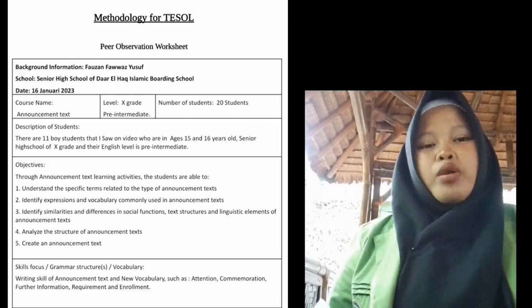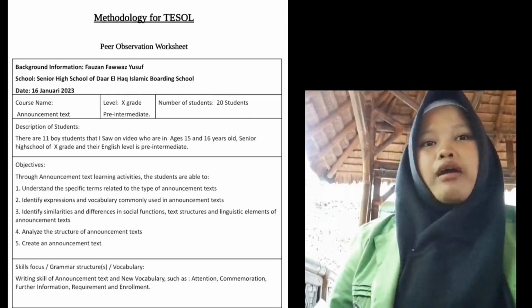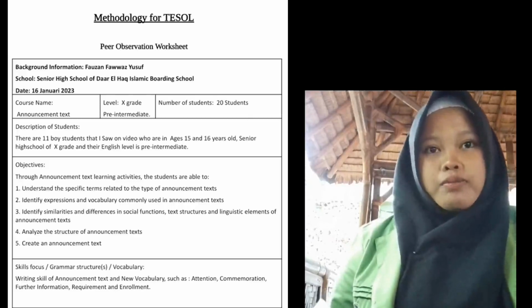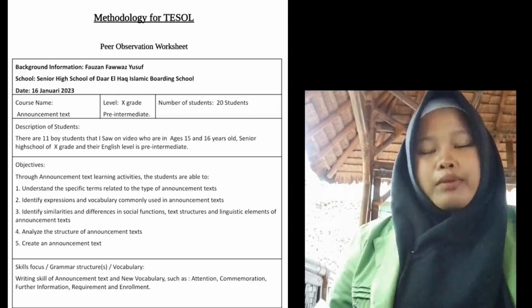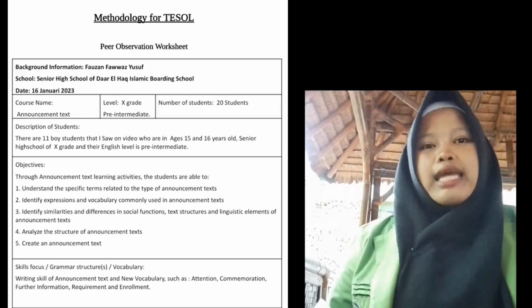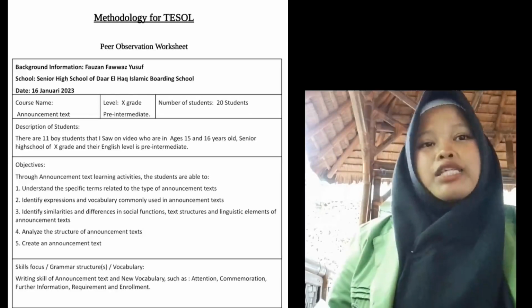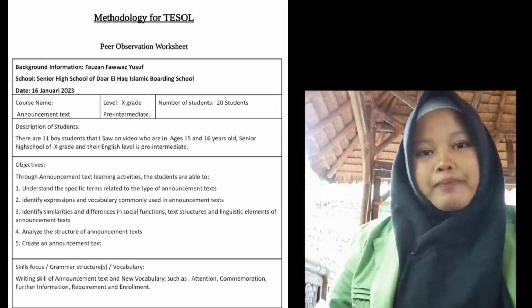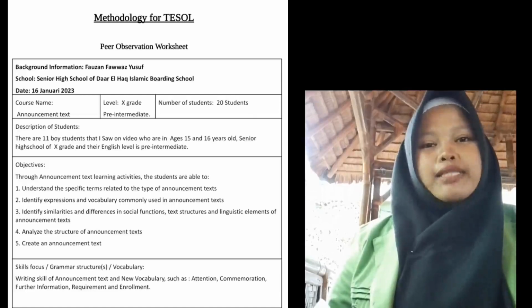When the students have learned this material, they are able to understand the specific terms related to the type of announcement text, identify the expressions and vocabulary commonly used in announcement text, identify similarities and differences in social function, text structure and linguistic elements of the announcement text, analyze the structure of announcement text, and the last is to create an announcement text.